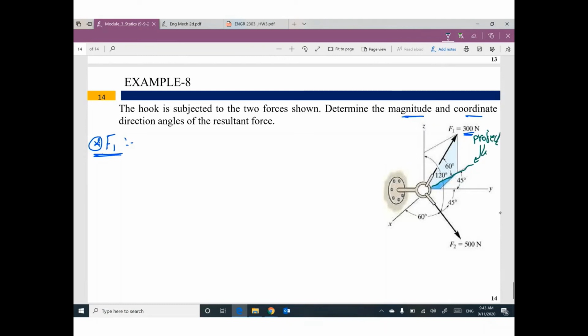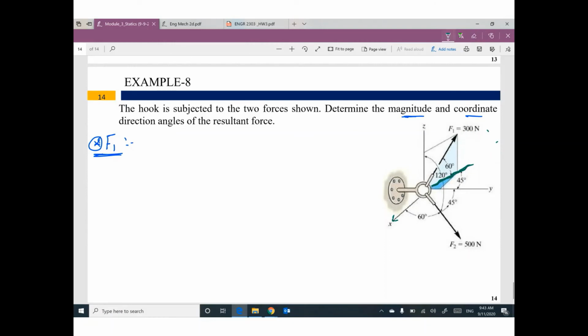This line is not collinear with the x-axis. Be careful. Okay, so we are in the third case. First step, we need to break this force between the projection line and the component.